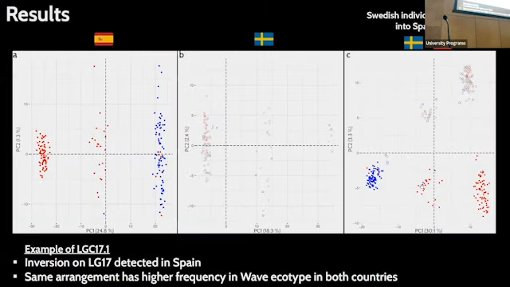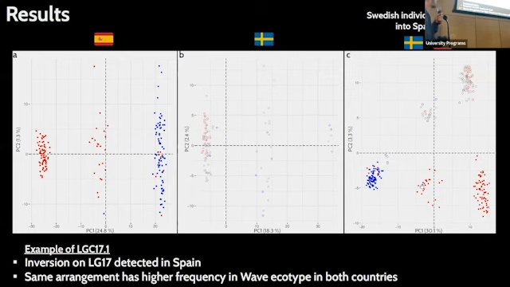So this is again chromosome 17. This is the PCA approach on the portion that is inverted. This is in Spain, this is in Sweden. The first thing that you can see is that we definitely confirm that there is the same inversion in Spain and Sweden. The colors here correspond to the ecotypes. The red is the crab ecotype and the blue is the wave ecotype. So that's the first thing.